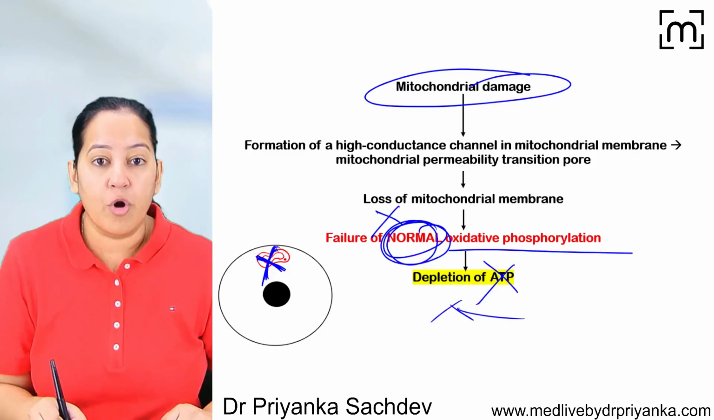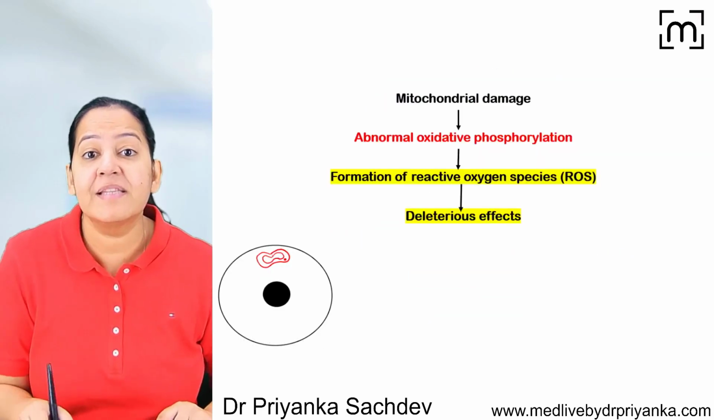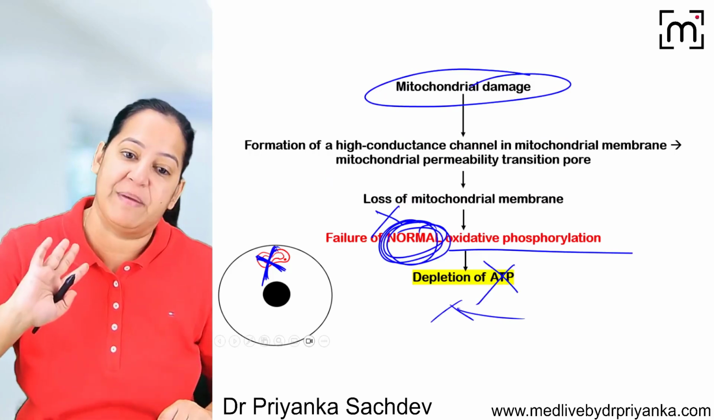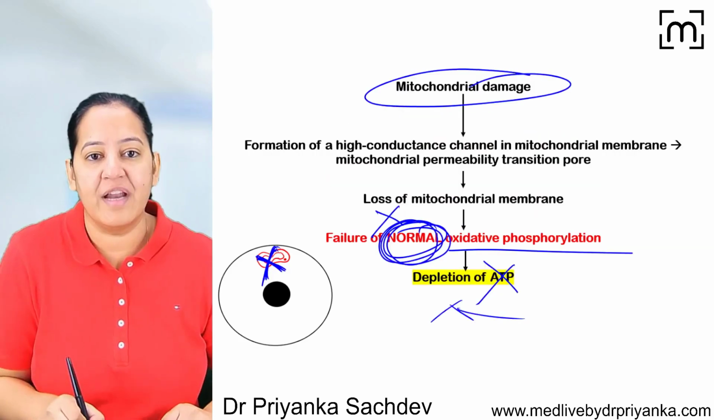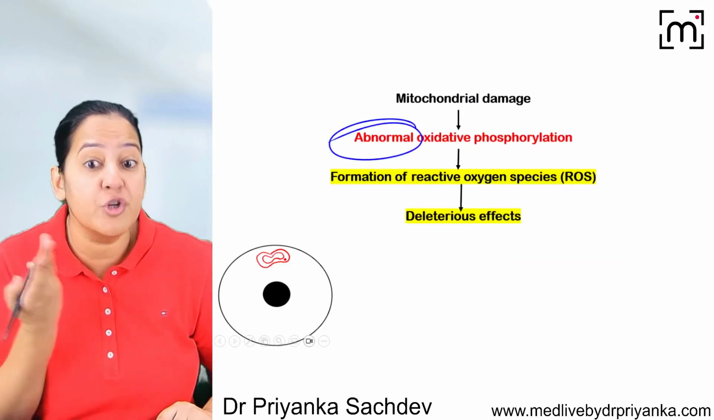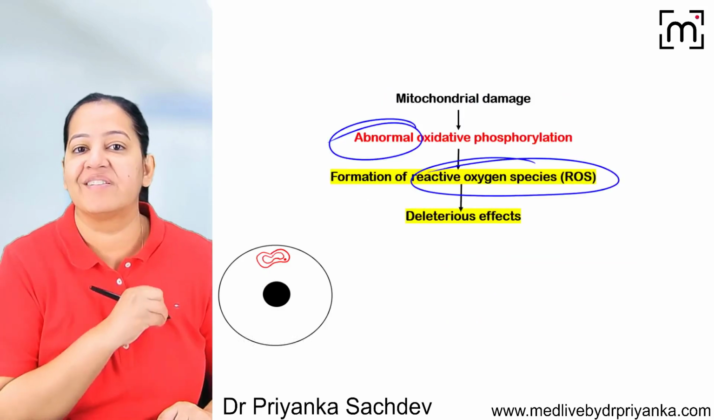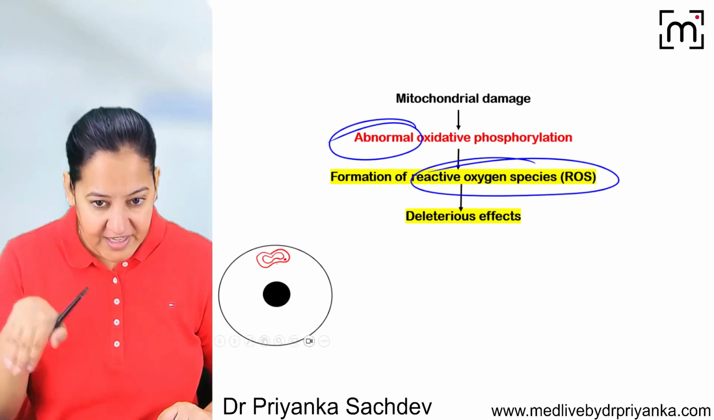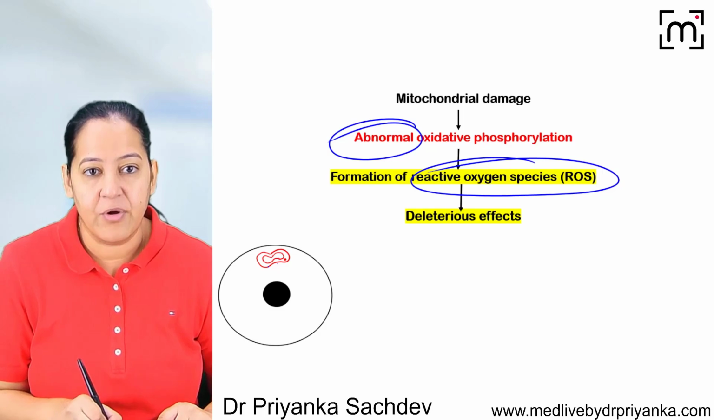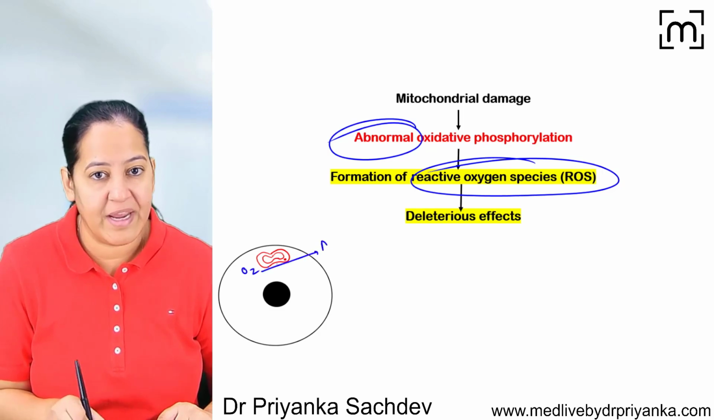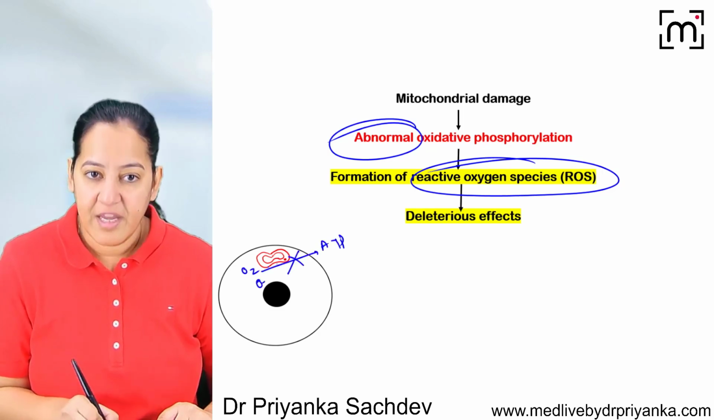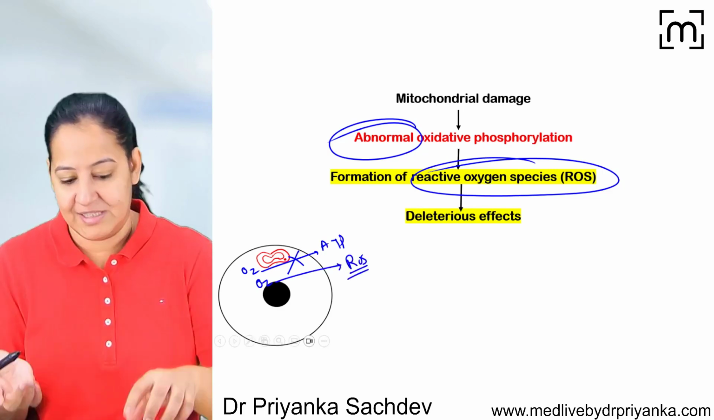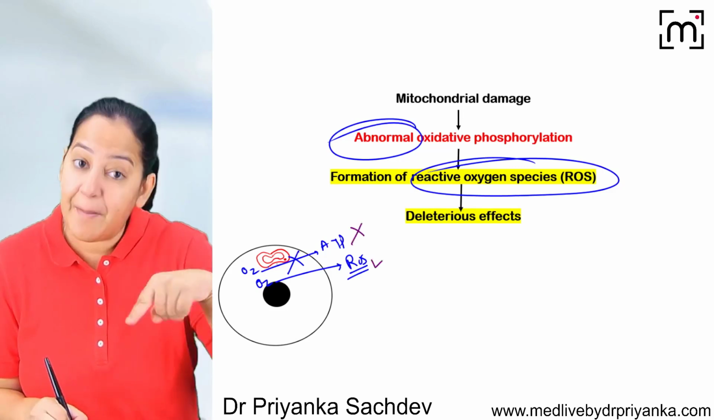The second, normal is not taking place. So what is taking place? Abnormal is taking place. So normal is not taking place, leading to deprivation of ATP. And abnormal is taking place. So here oxygen doesn't get converted into ATP. So oxygen gets converted into what? Oxygen gets converted into free radicals, that is reactive oxygen species. And it will cause deleterious effects on the cell. So inside the mitochondria, normally oxygen gets converted to ATP. Here it is not getting converted. Here oxygen is getting converted into reactive oxygen species or free radicals. That is causing deleterious effects. So normal oxidative phosphorylation does not take place, abnormal takes place.